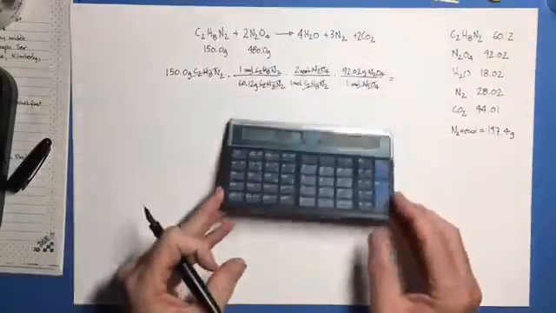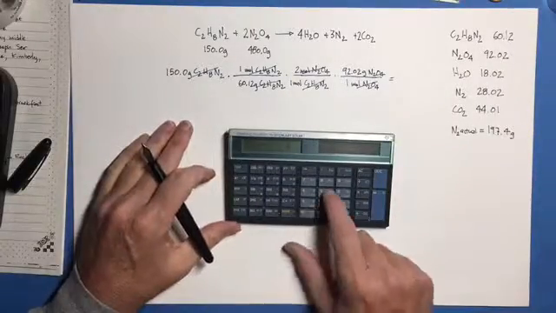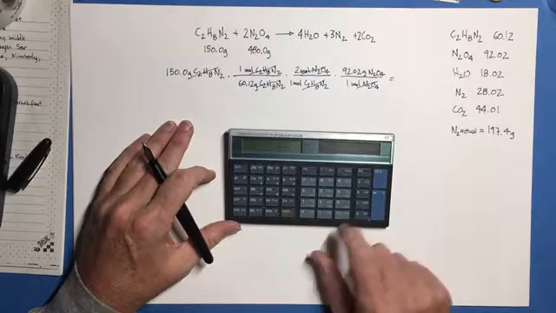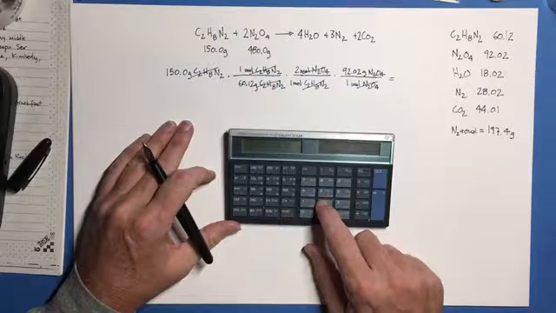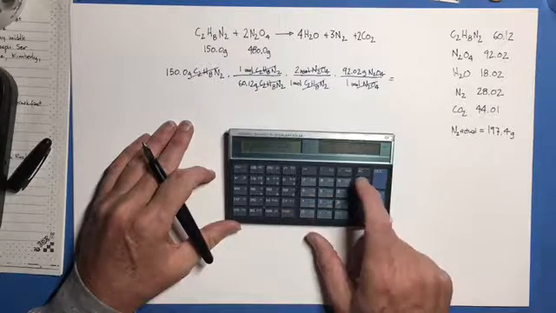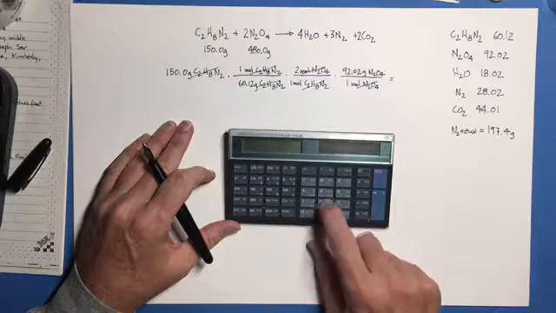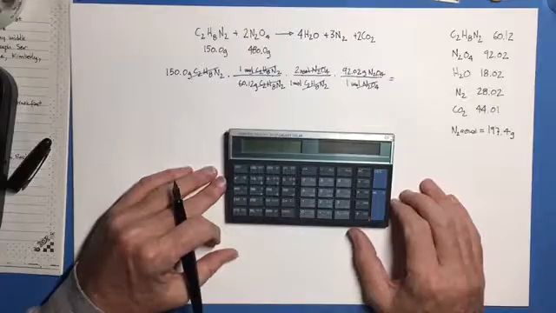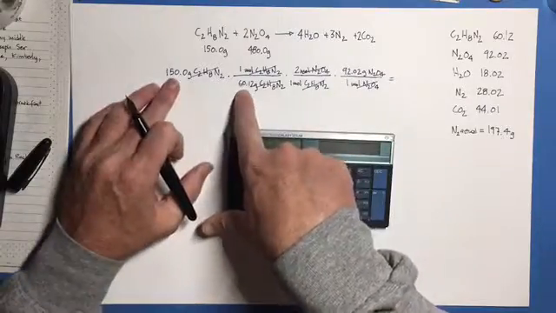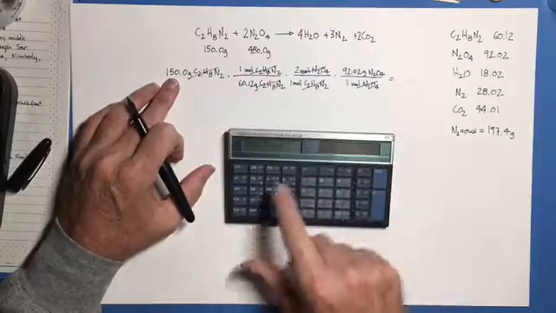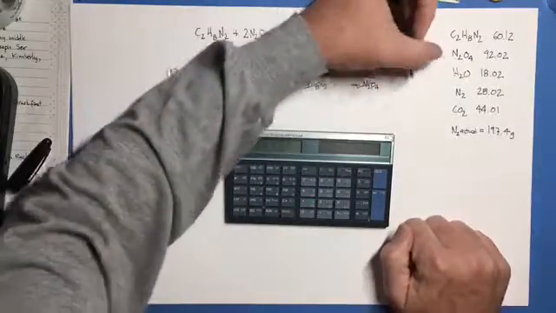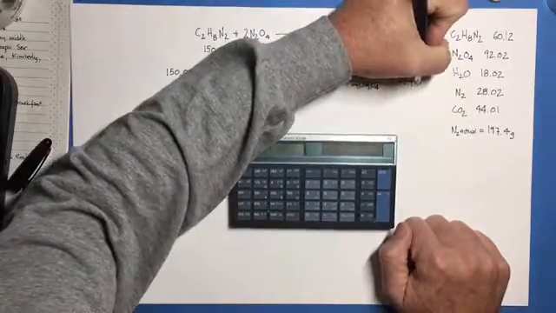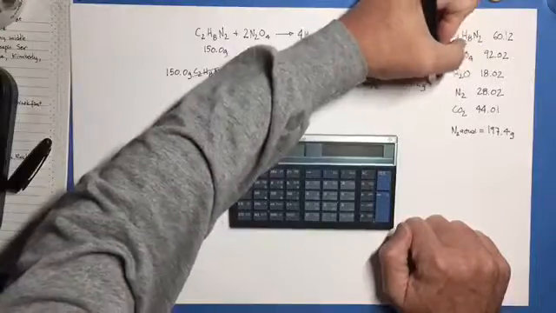Get out my trusty calculator. So 150 divided by 60.12 times 2 and times 92.02 equals 459.18, and I should have 4 significant figures in my answer. So I will round 459.18 to 459.2 grams of N2O4.